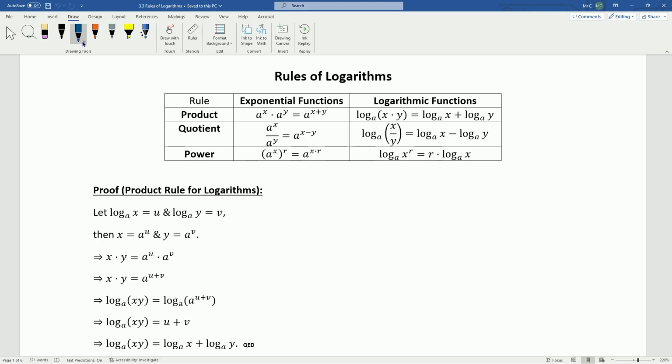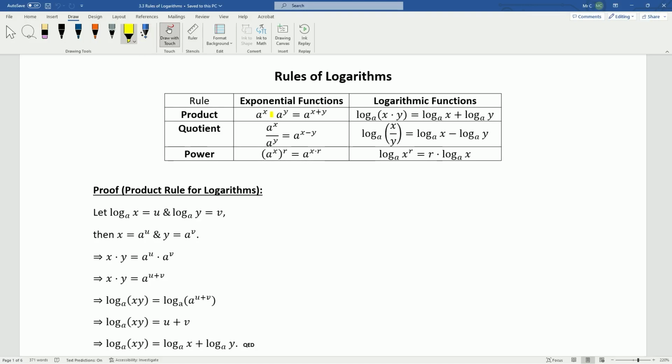So when we look at our rules for exponential functions, a to the x times a to the y equals a to the x plus y, the logarithmic product rule is log base a of x times y equals log base a of x plus log base a of y. So what you should notice is that just like everything else about logarithms, these are inverse functions. They switch inputs and outputs. So their rules also switch the inputs and outputs of their operations.